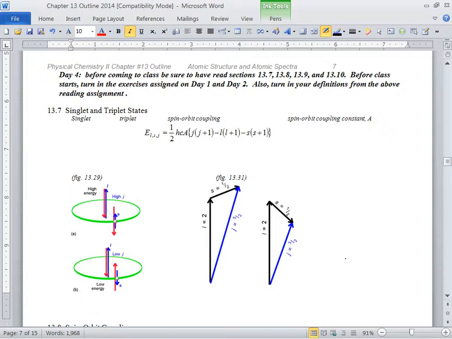Little s? Spin. Full word. You can't just stop and say spin. Spin orbit coupling. Spin moment, spin quantum number? Yes, you're halfway there. Spin. Orbital?